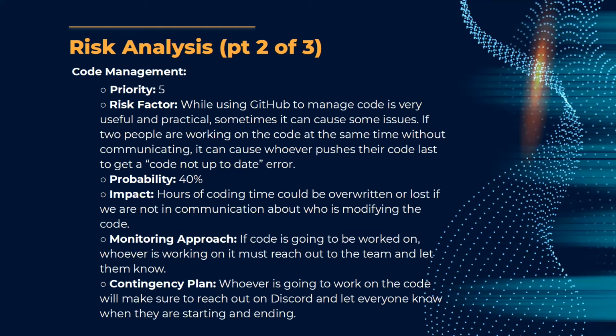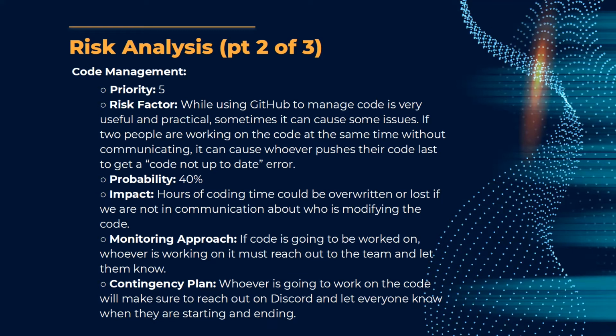For the code management, we knew coming into it, we were all a little experienced with GitHub. So GitHub can be very practical and useful, and we can all see the code, but sometimes it can cause some issues. If 2 people are working at once, as I explained earlier, whoever pushes first, the second person will get an error saying that their code's not up to date and it won't be able to overwrite it. So we're always in constant communication, because if we are not in communication about who is modifying the code, we don't want that to happen.